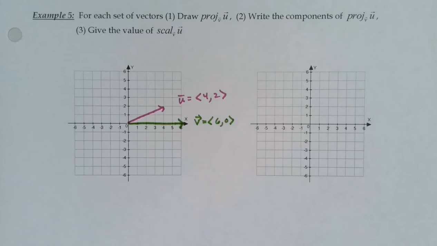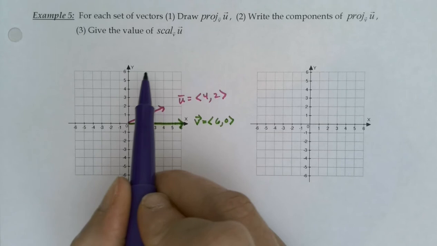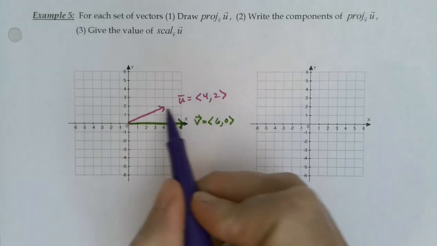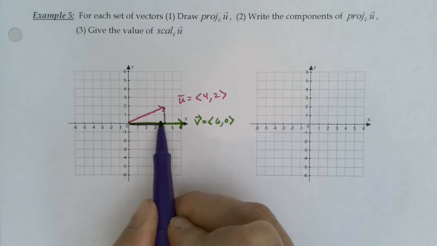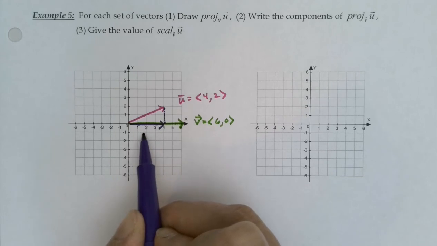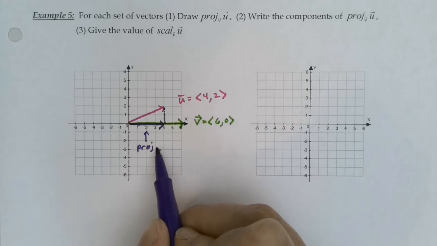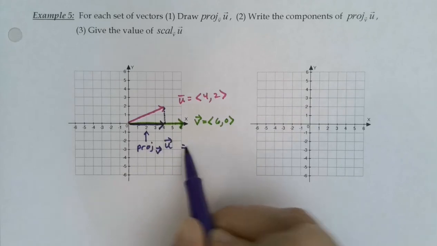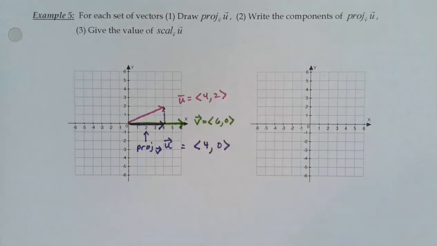All right, so the projection would be the shadow that u casts onto v, or the line containing v. So if you think of a light or a flashlight, torch if you're British, up here casting the shadow down, that shadow would come right down here, and so it would be right there. That little vector right there, that is the projection of u onto v, which in our case would be 4, 0. No, they will not always be this easy. This one is particularly easy.